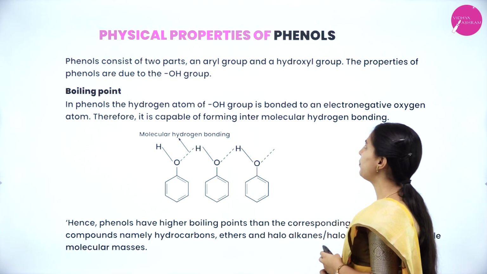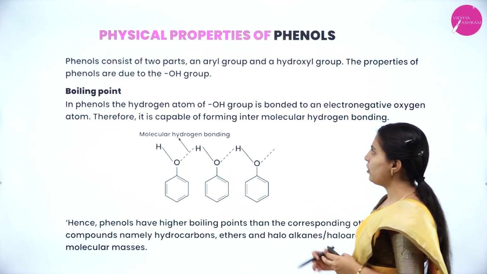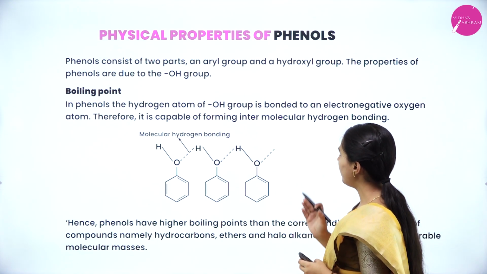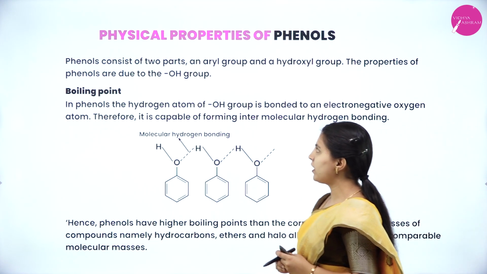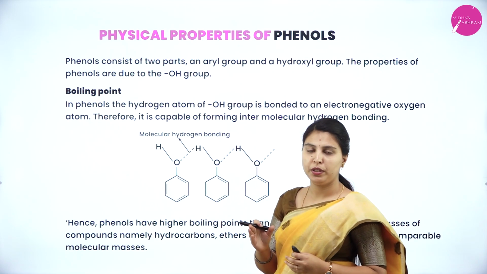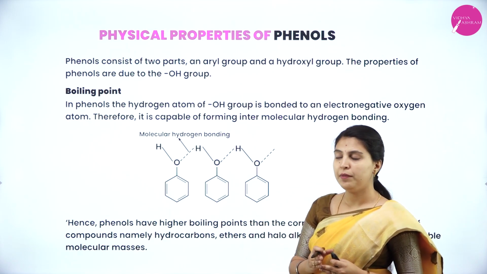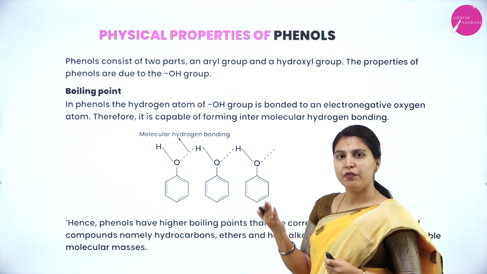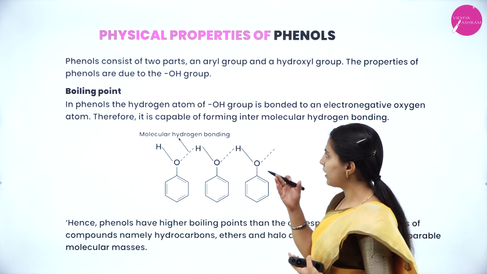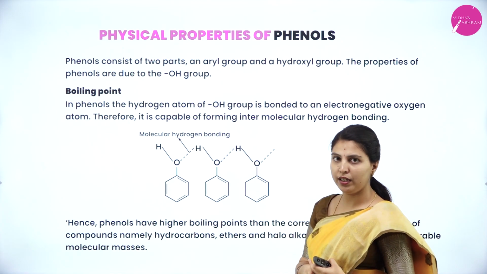Okay. Physical properties of phenols. Phenols consist of two parts, an aryl group and one hydroxyl group. The properties of phenols are due to the hydroxyl group. Due to the functional group of phenol, that is OH, which is a hydroxyl group, the properties of phenols will always completely depend on the functional group.